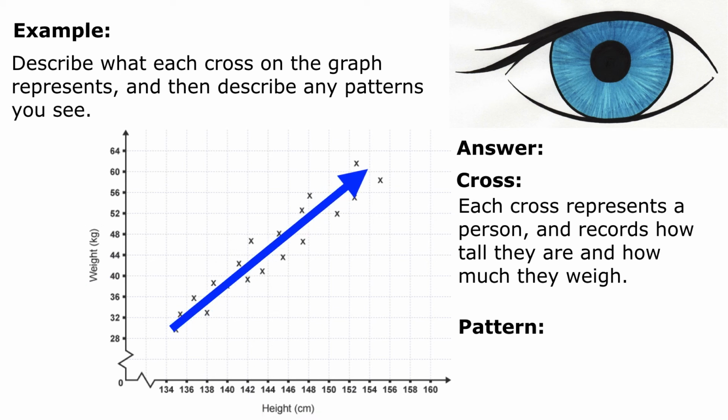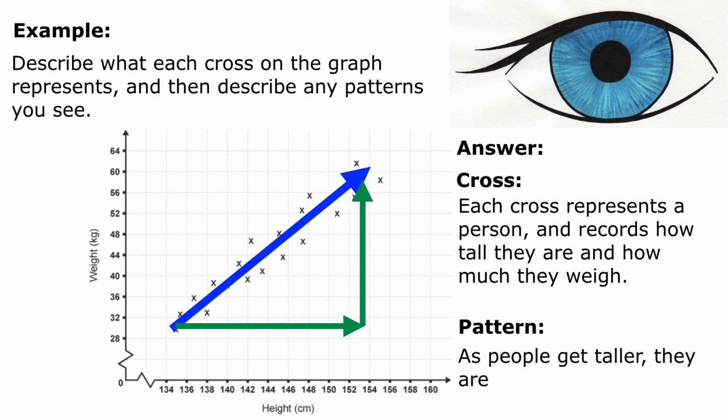Then I need to think about the pattern, and I've put a nice blue line going through there, and you should be able to see that as our heights are getting bigger, the weights are getting bigger too. We've got an increasing pattern, and what I want to say is, as people get taller, they're putting on weight. It's an increasing or positive pattern.